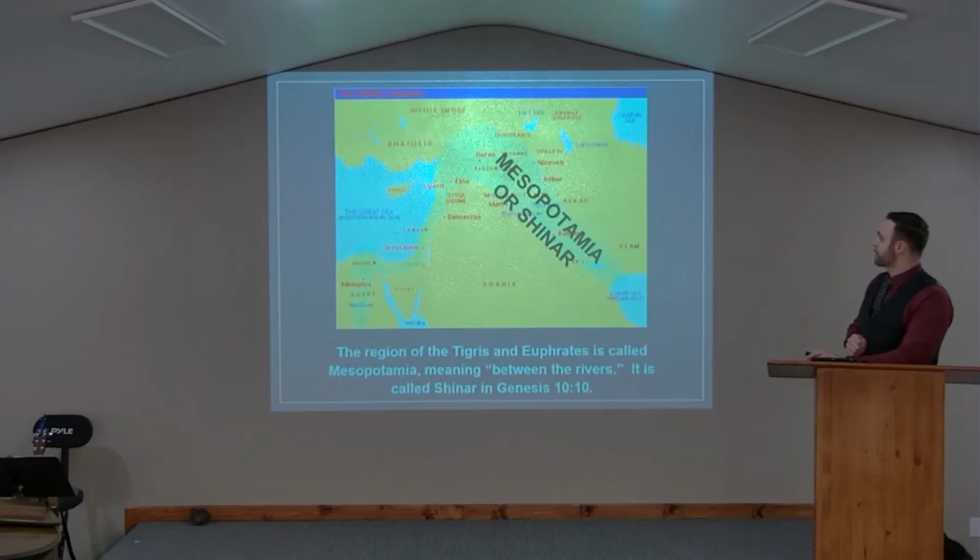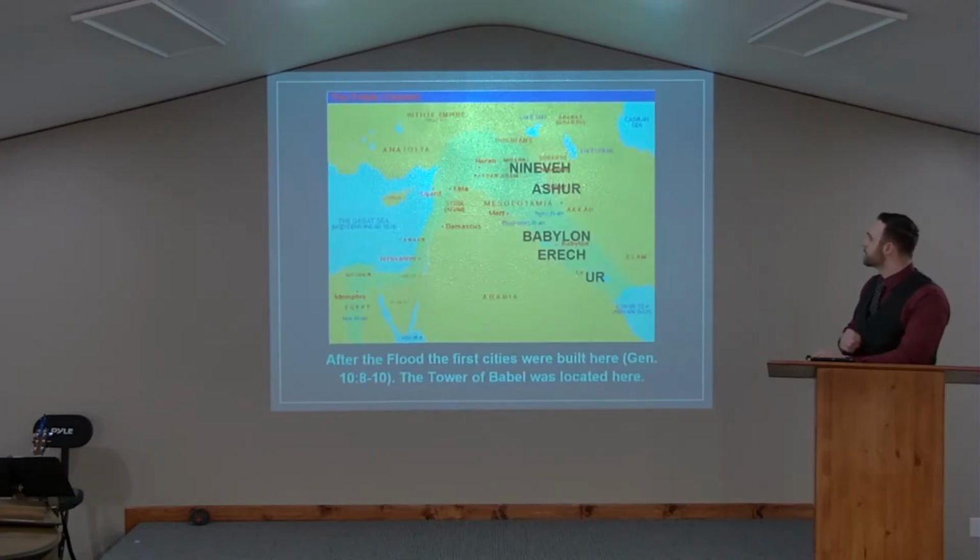Now this area between the rivers is called Mesopotamia. That's what it means. It's also called Shinar in Genesis 10:10. That's going to be this big green expanse following the river valley down. After the flood, we have big cities that are established there, like Nineveh, Asher, Babylon, Erech, and Ur. You guys should recognize a couple of those for sure. The Tower of Babel was also built right there. That's where the people decided to rebel against God and then were scattered and sent everywhere.